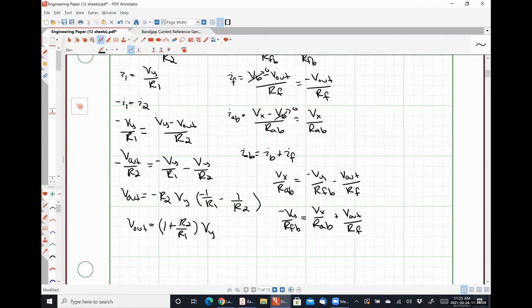So solving for Vy, we'll get Vy equals negative RFB times Vx over RAB plus V out over RF. So now we have our Vy equation. I'm going to put a little line under that one to know that we're here. And we have our V out equation right here. And so we have one more to do, and that is our Vx equation.